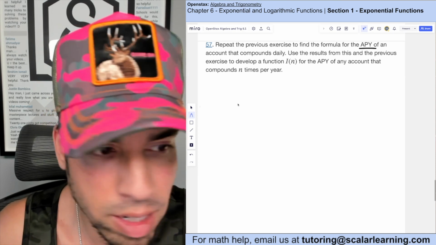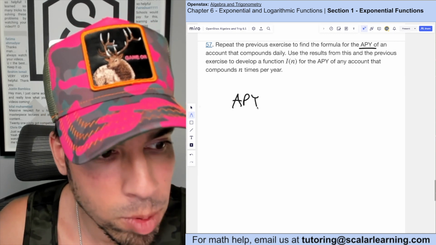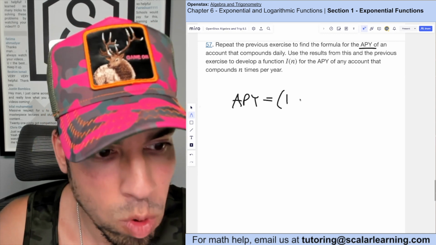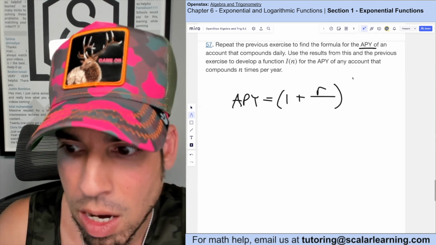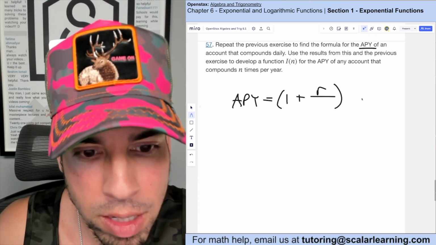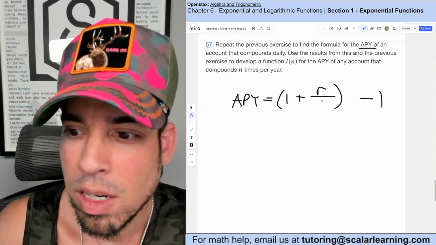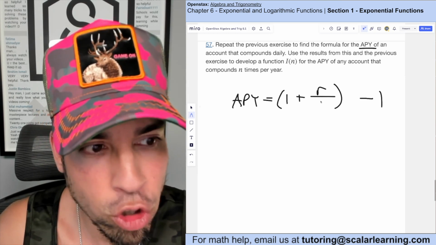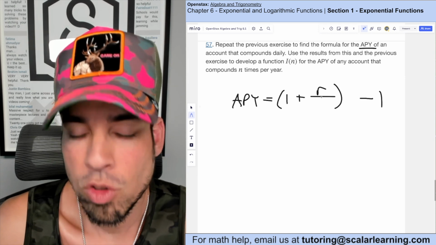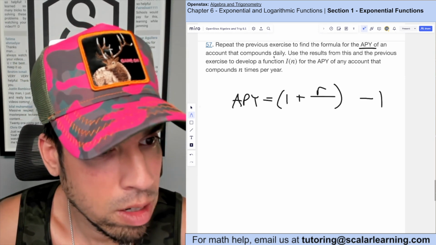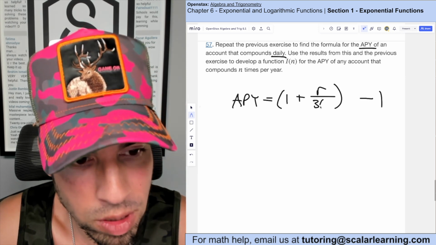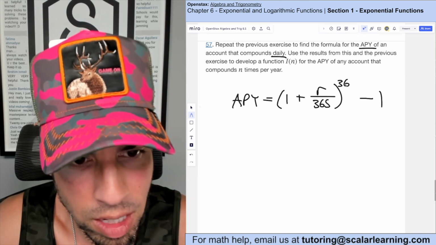So for this one, it says repeat the previous exercise to find the formula for APY of an account that compounds daily. So APY from the previous exercise was 1 plus r over 12, but we're going to leave that blank for now, to the 12th power minus 1. But the thing is that the 12 was chosen because it was compounding 12 times per year, aka monthly. So if it's now doing compounded daily, that's 365 times per year, and that's the exponent as well.